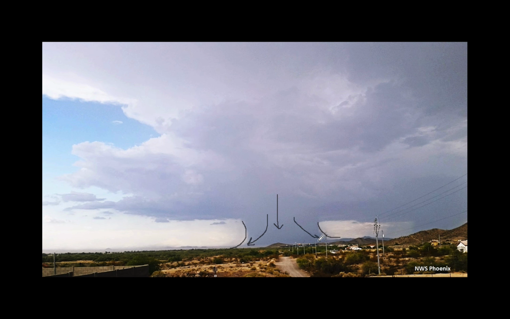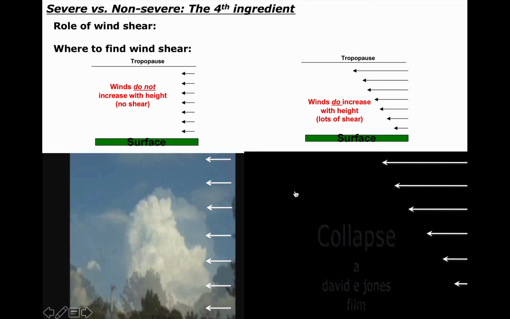And as that happens, it can produce incredibly strong straight line winds, winds that can exceed 100 miles an hour. So look for that shape when you see the downdraft of the thunderstorm. And this is what we're looking at right here. This is the descending air in the downdraft of this storm slamming into the ground. Beautiful picture from the National Weather Service out of Phoenix.